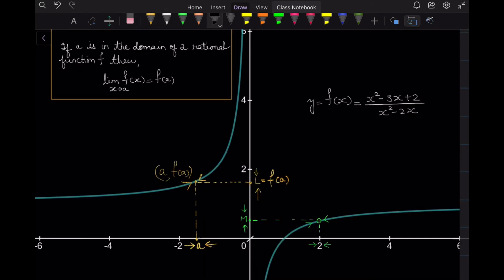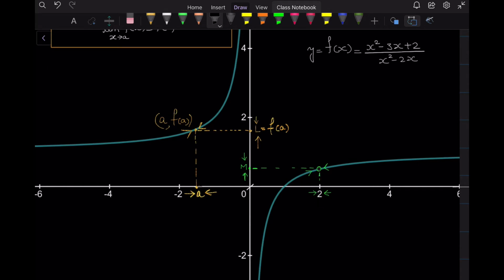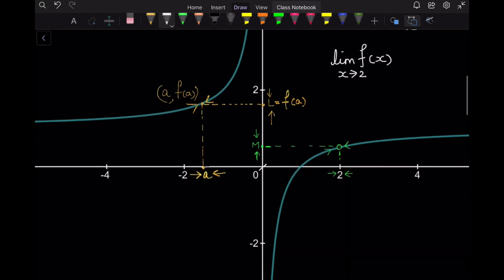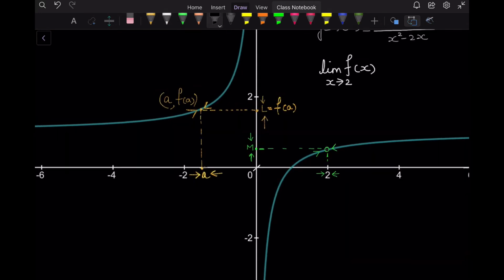So now let's quickly move to point 2. That is, we are going to learn to determine the limit of a rational function as x approaches a number at which it is not defined. For example, this rational function is not defined at x equal to 2. So let's see how to determine the limit of this rational function as x approaches 2. Now, although you can see graphically that as x approaches 2, the limit of this rational function exists, and it is a number, say m, we don't have f of 2.